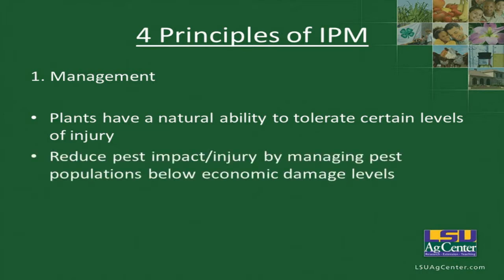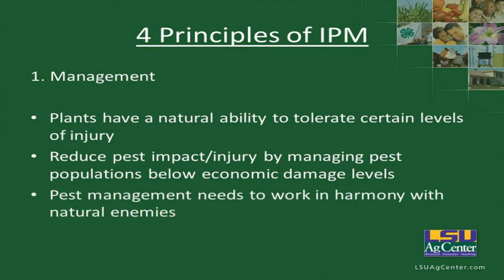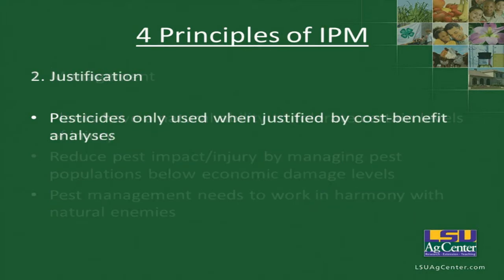We can reduce pest impact and injury by managing pest populations below economic damaging levels. Once again, we're tying in economics. Here we have to have a value to the crop, and those insects are causing some loss in value. And pest management needs to work in harmony with natural enemies. Once again, the integrated section. So once again, we're managing the pest.